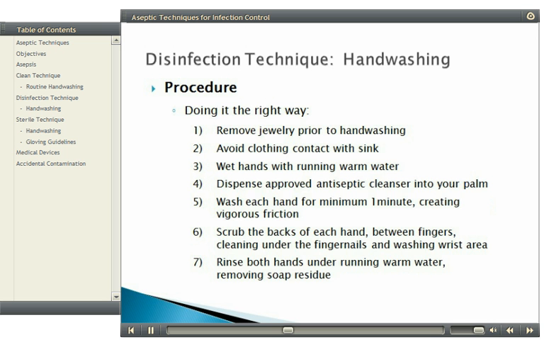Disinfection technique, hand washing. Procedure. Doing it the right way. 1. Remove jewelry prior to hand washing. 2. Avoid clothing contact with the sink. 3. Wet hands with running warm water. 4. Dispense approved antiseptic cleanser into your palm. 5. Wash each hand for a minimum of 1 minute, creating vigorous friction. 6. Scrub the backs of each hand, between fingers, cleaning under the fingernails and washing the wrist area. 7. Rinse both hands under running warm water, removing soap residue.